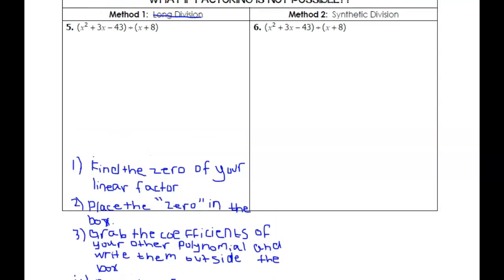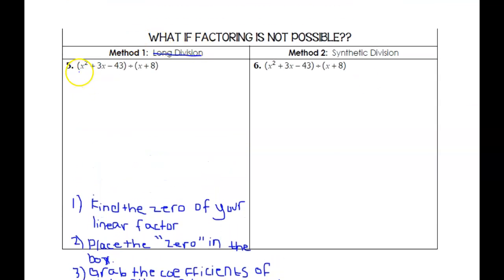Here we go. I have x squared plus 3x minus 43 divided by x plus 8. X plus 8 is my linear factor. I need to find its zero. So that means I'm setting x plus 8 equal to 0 first, and I'm going to solve for x. That means I subtract 8. Here is my zero. My zero is x equals negative 8. Step number 1, I found my zero.